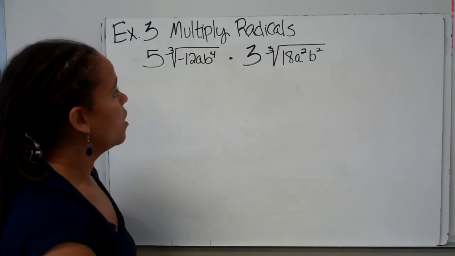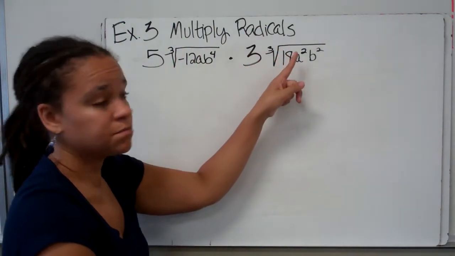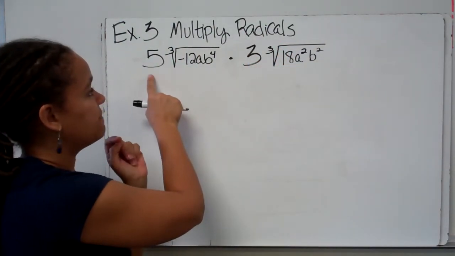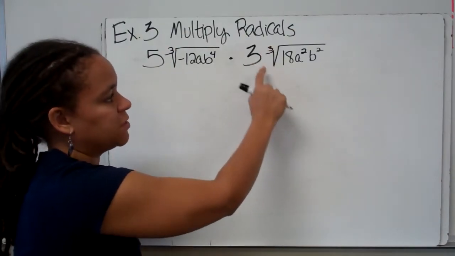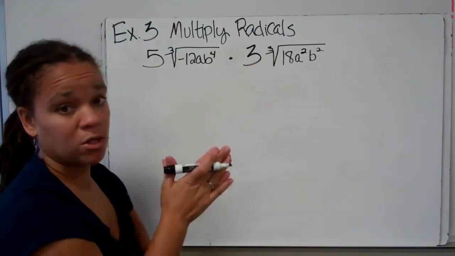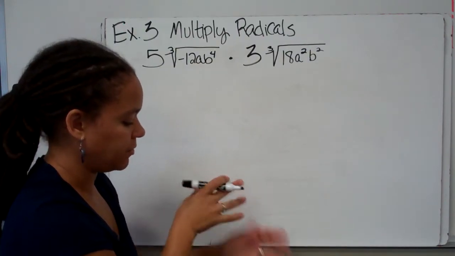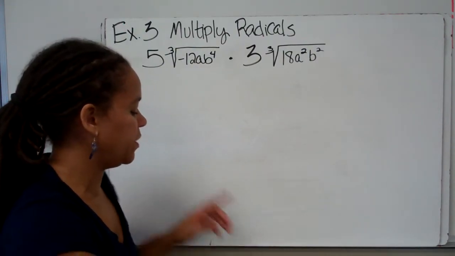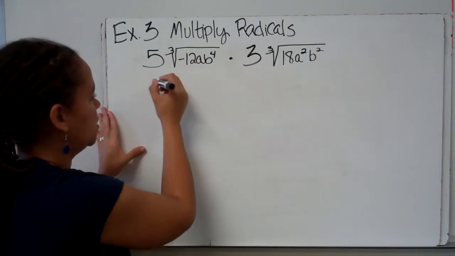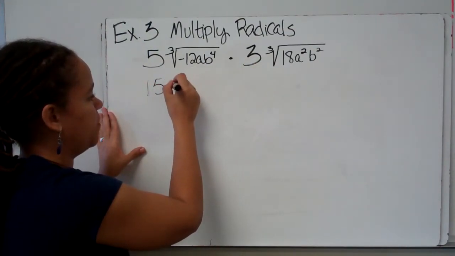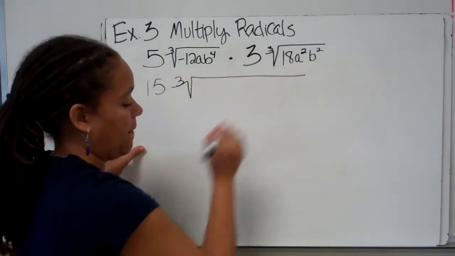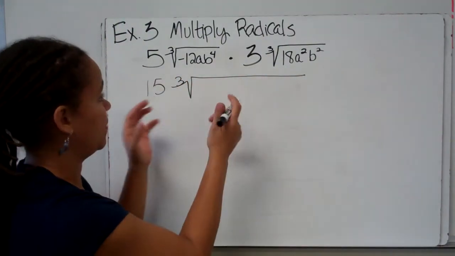Example 3. Now we're going to multiply radicals. This says 5 times the cube root of this times 3 times the cube root of this. So we're going to multiply these together. We're going to put them all together. The first thing we're going to do is multiply the 5 and the 3. So we have 15. And then, since they're both cube roots, make a big old cube root sign, and we're going to put everything together.